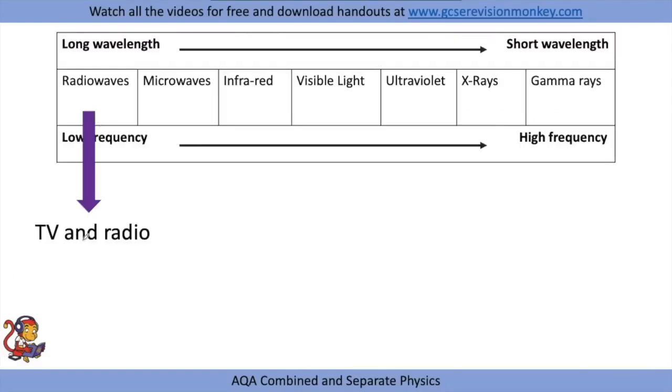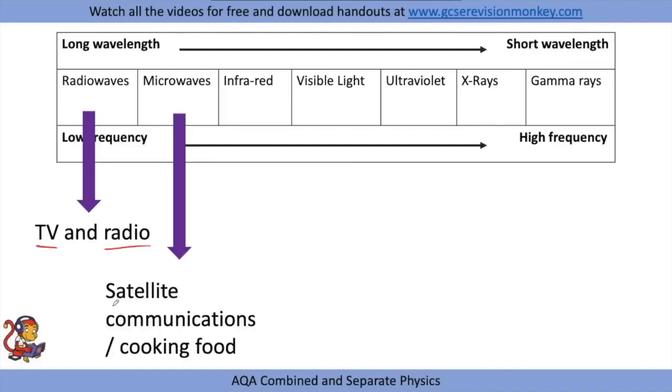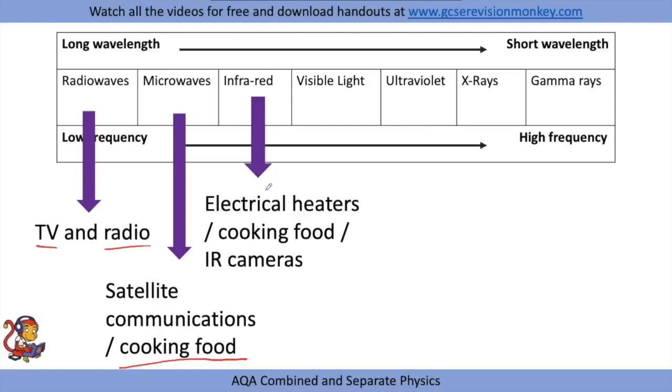Radio waves are used for TV and radio communications. Microwaves are used for satellite communications or for cooking food. And because it's a spectrum, it will be a different wavelength used for cooking food compared to the wavelength that you would use to communicate with satellites. Infrared radiation is used in electrical heaters and cooking food. So both of these two will obviously glow red because it's close to the red part of the visible light spectrum as well. And also infrared cameras, which will detect infrared light rather than visible light. So the heat or infrared coming off of objects will be detected by those cameras.